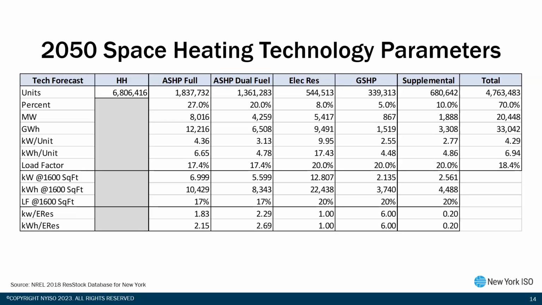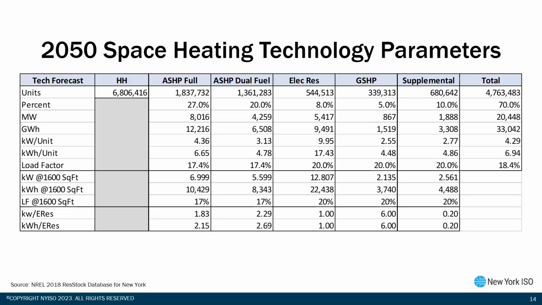The climate goals in New York do not require 100% conversion to electrification. So this is the technology basis, 70% overall, 60% of the homes because the supplemental is installed in some of the other homes. We have the load factors, some are 20%, some are 17%. Kilowatts and kilowatt hours for a 1,600 square foot home. Ryan mentioned a 14% load factor.